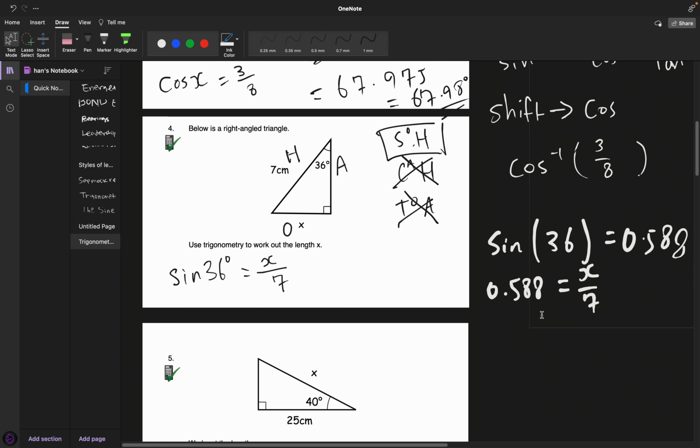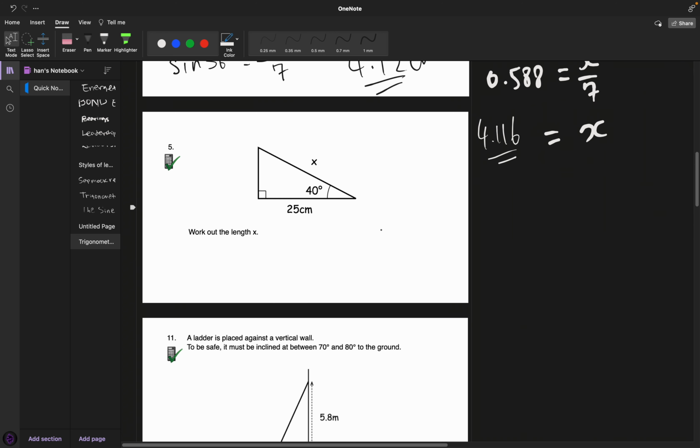Well, this is basically algebra now. You just multiply by 7 on both sides to get x is equal to 0.588 multiplied by 7, which will give us our final answer of 4.116. We'll round that to 2 decimal places, and that'll give us an answer of 4.12 centimeters for x. That's how you do trigonometry. Well, let's get another question.